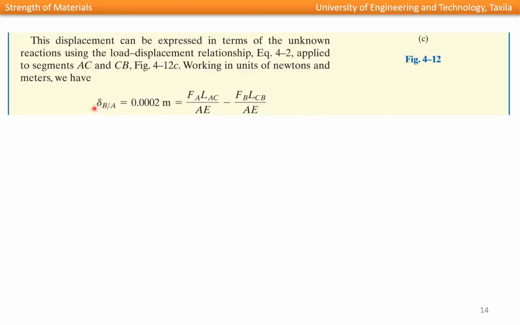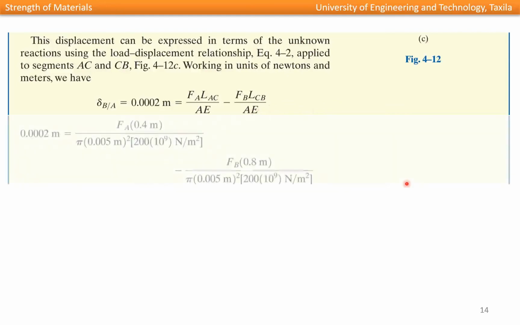That is the displacement of B with respect to A, which is 0.0002 meter, and that is equal to PL over AE for segment AC minus PL over AE for segment CB. Because segment AC is in tension, it is positive. Segment CB is in compression, so we have put a negative sign here. And P has been replaced by FA, which is the force in segment AC, and FB replaces P because it is the force in segment CB.